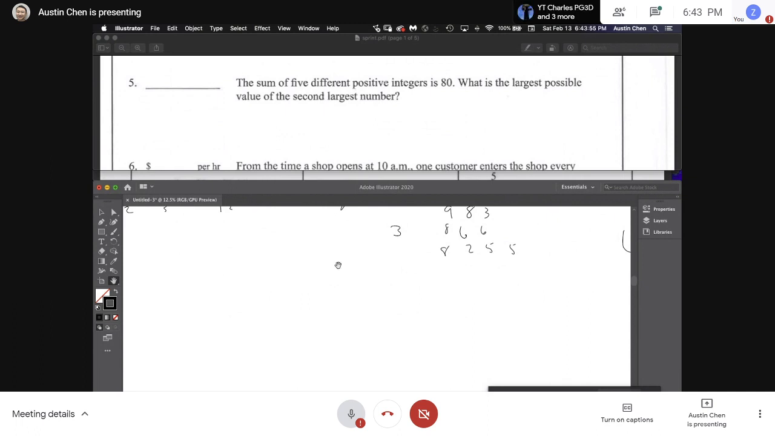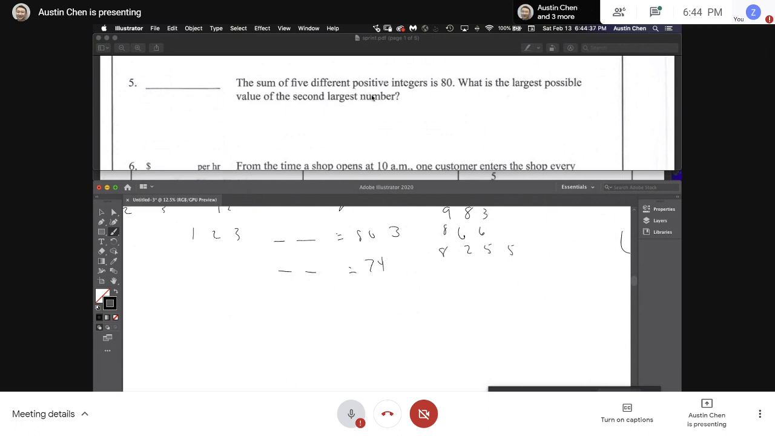Now we can't do much about the largest number because it is the largest number. We can't decrease it, because if we decrease the largest number, then the second largest number is going to be decreased. So basically, we just have to decrease the other three integers, and we want them to be as low as possible, so the largest and the second largest can be as large as possible. The smallest positive integers that we can use are 1, 2, and 3. Because this sums to 6, our two remaining integers sum to 74.